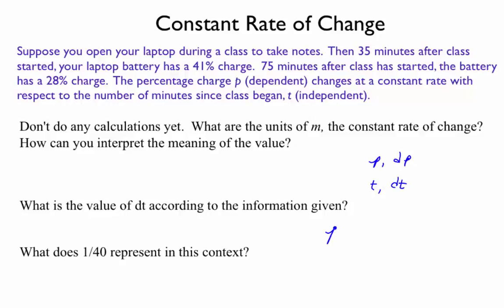So if we want p final, and we had a rate of change m, how could we compute a final value of percentage? Work with the person next to you. This was an important idea we worked on a week ago, and it's going to be really important. So p final equals what?